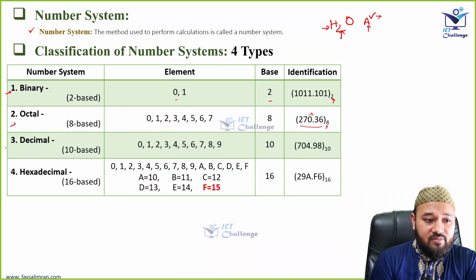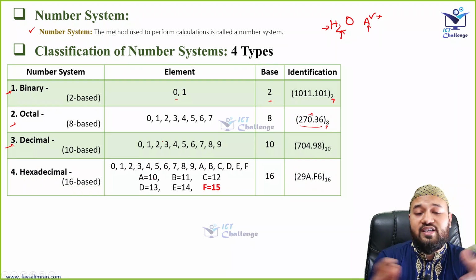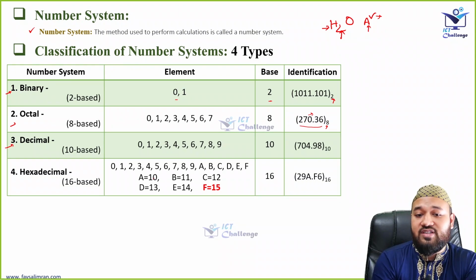Also the decimal number system, what is this? 0 to 9, there are 10 elements. If I open the decimal bag, we get the 10 elements 0 to 9. That means the base is 10. Identification is like this.